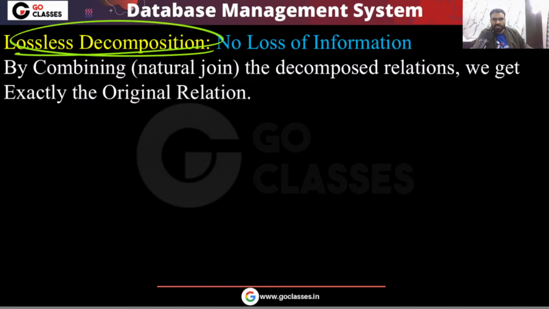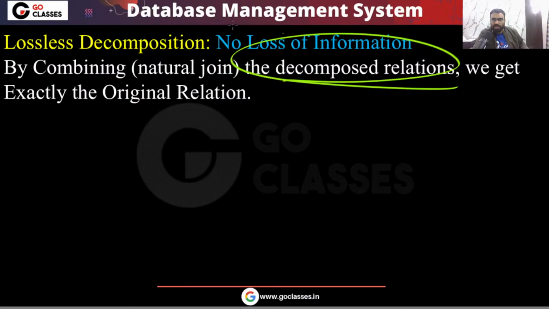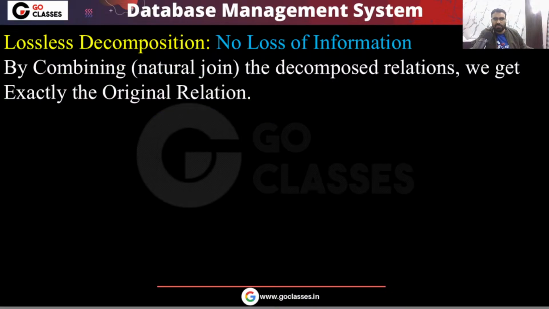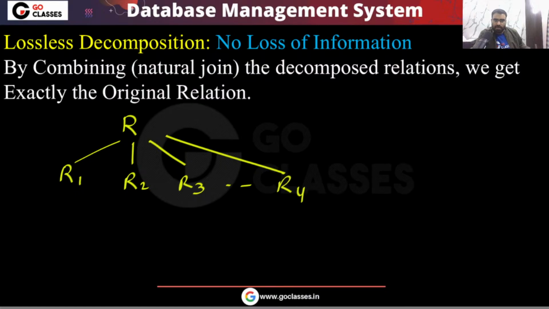So remember, lossless decomposition means there is no loss of information. When we do the natural join of decomposed relations, then we should get exactly the original relation. This is the definition of lossless decomposition. Let me tell you that this relation R is the original relation, and you are decomposing it into R1, R2, R3, Rk. This is our decomposition D. Now when can I say this decomposition is lossless?